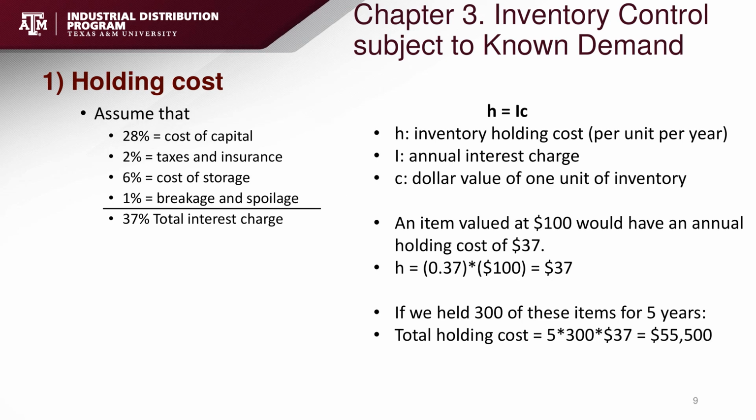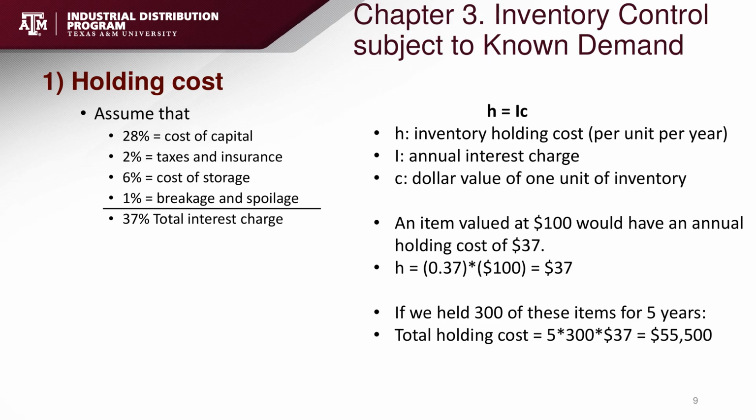Now let's put some numbers on it. We define the annual holding cost per unit as H equals IC. Now capital I is the annual interest rate, the sum of our capital, tax and storage costs. Let's say that total is 37%. You should think of I as an annual inventory holding rate, because it's more than just interest. Lowercase c is the cost of a single unit, let's say $100. Then H equals 0.37 times 100, which is $37 per unit per year.